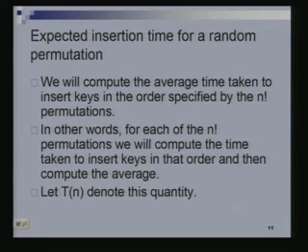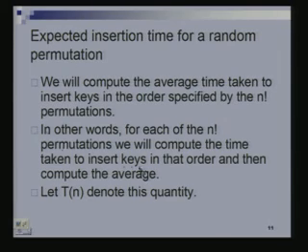There are n factorial different permutations, so I will compute the time it takes to insert elements in the order specified by these n factorial different permutations. So you will get this total time, this huge quantity, and will then divide it by n factorial to compute the average, and that will be the expected time it takes.